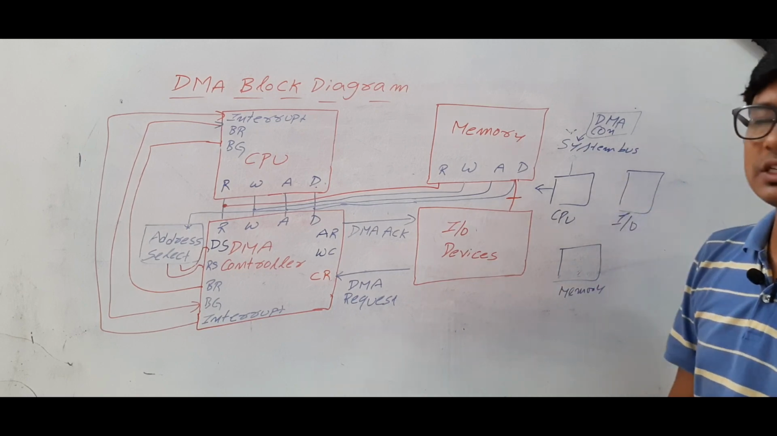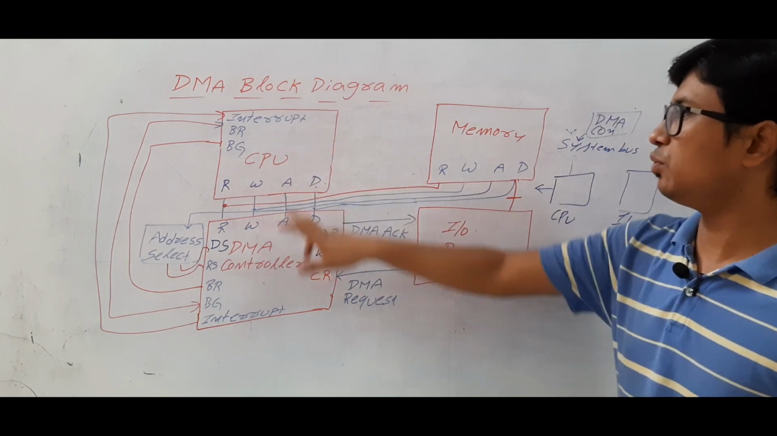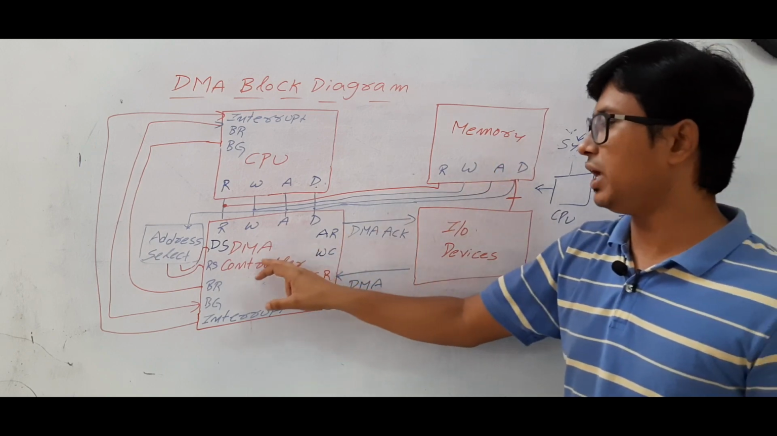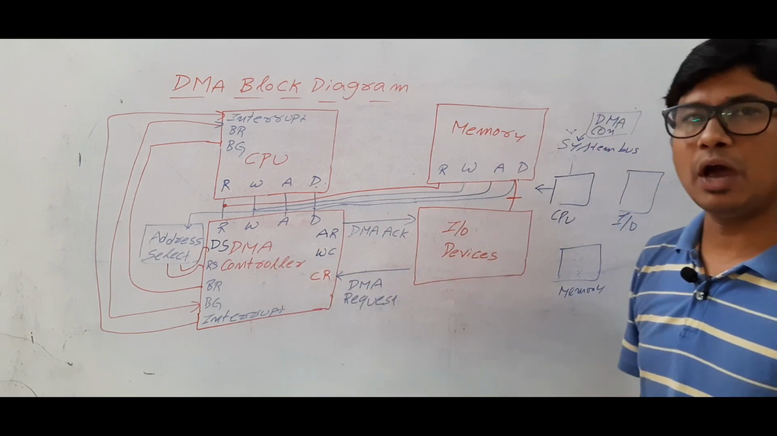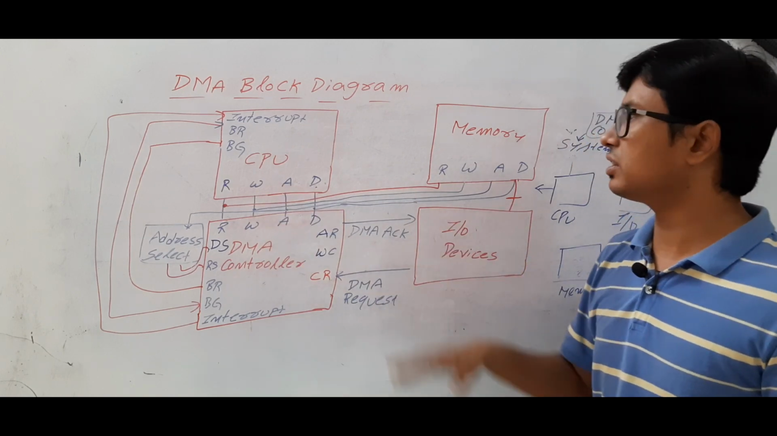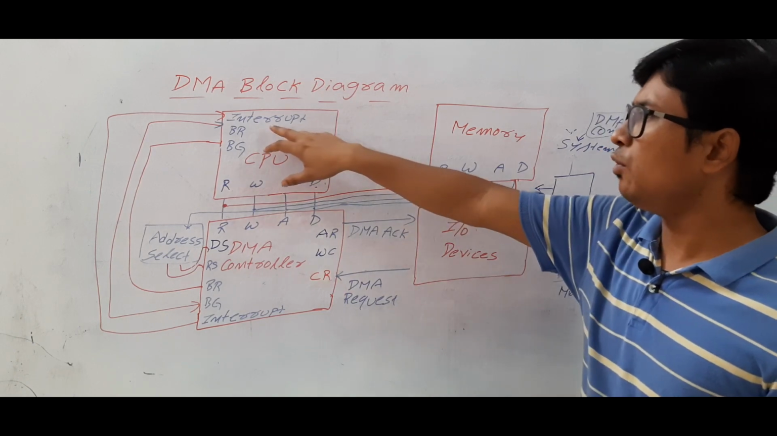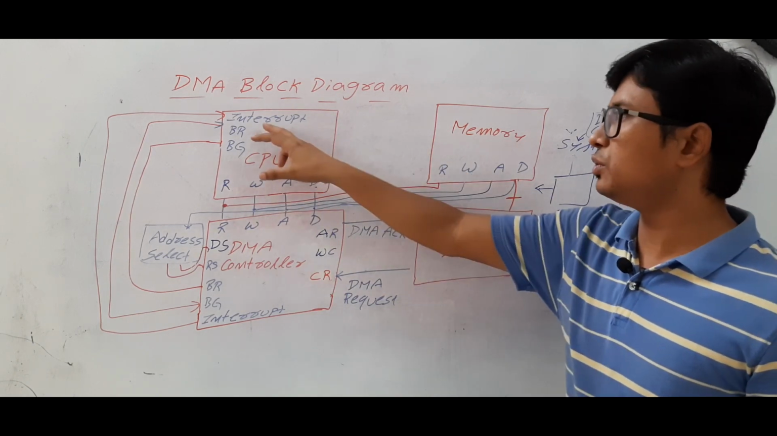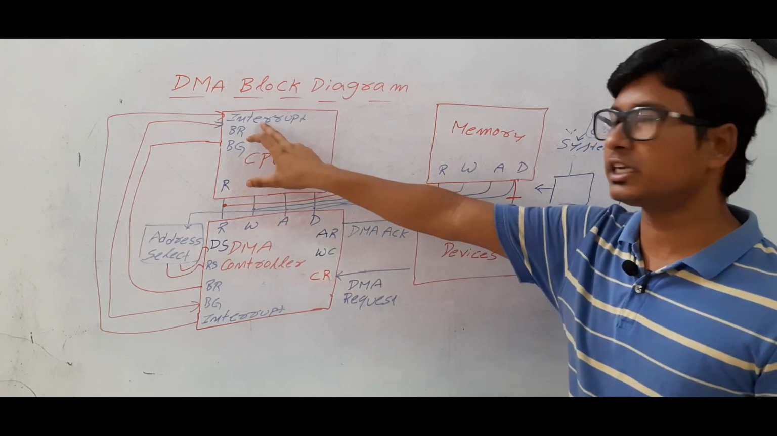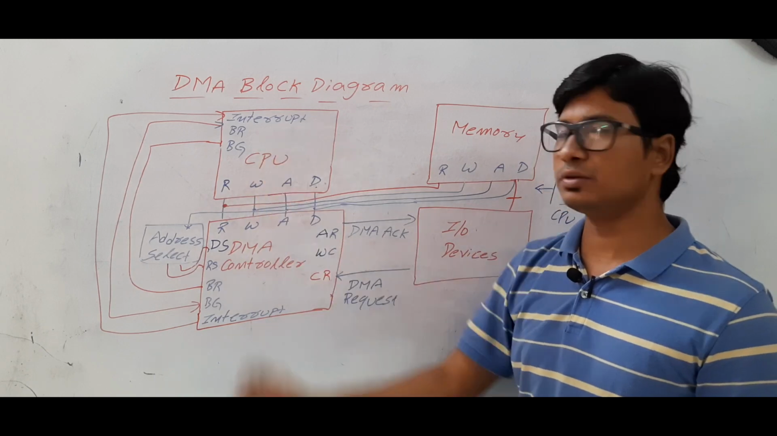Now let me discuss the DMA block diagram. As I said earlier, we have a CPU, we have the main memory, we have a DMA controller, and we have IO devices. Let me discuss each pin, then we will go into the complete detail of the execution of the operation. We have an interrupt pin, because the DMA controller can send an interrupt from the DMA controller to the CPU.